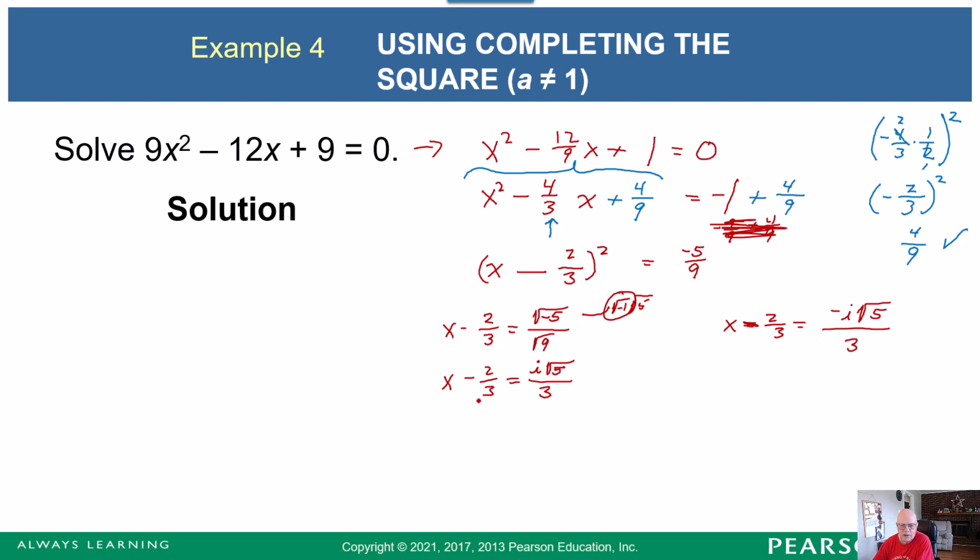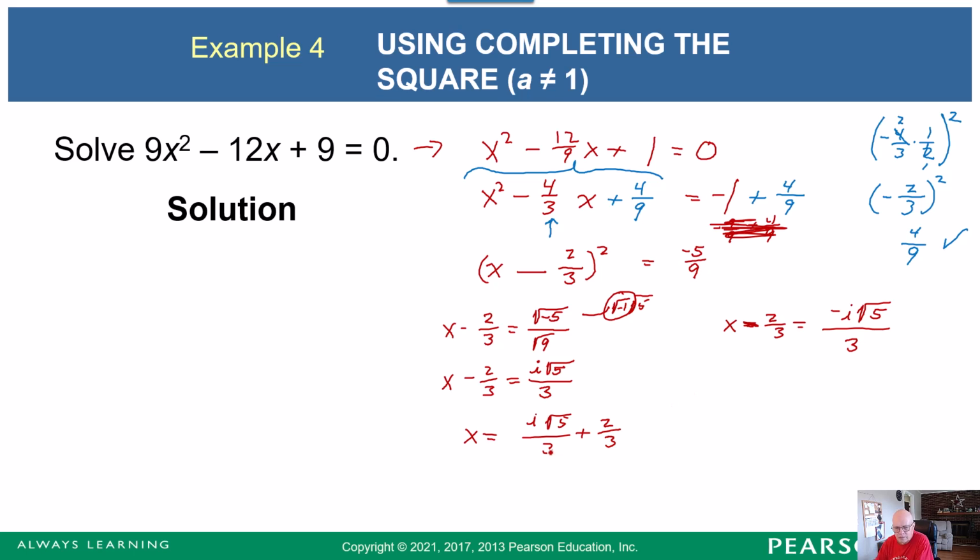Now, let's finish it up. We need to add 2/3 to both sides to get x. So x equals i square root of 5 over 3 plus 2/3. Add 2/3 to both sides. We'll get back to this one in a moment.